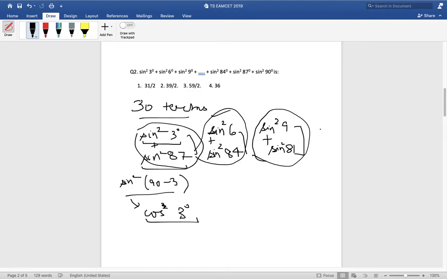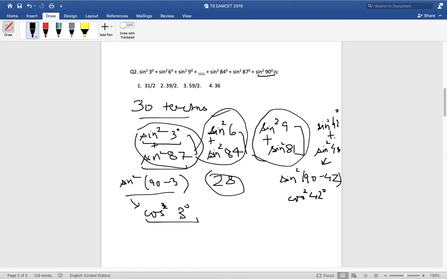So this will continue till sine square 42 degrees here and sine square 48 here. So sine square 48 will also be written as sine square of 90 minus 42, which will become cos square 42. So sine square 42 degrees plus cos square 42 degrees will again give you 1. So I have covered all the terms here. How many terms are there? 14 here, 14 here. So 28 terms are covered. Only 2 terms are remaining.